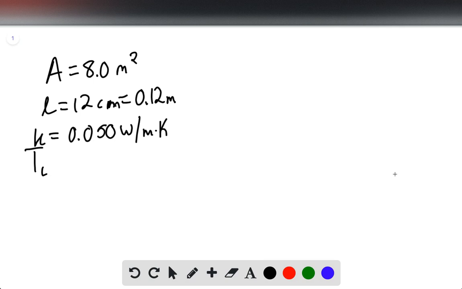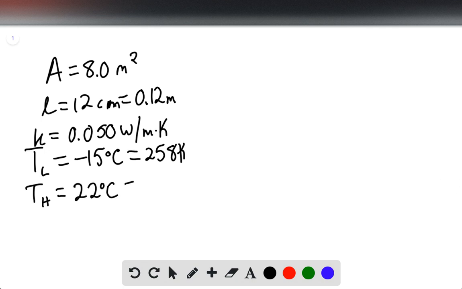We have a temperature of the lower temperature region being negative 15 degrees Celsius, or we can say 258 Kelvin. We have the temperature of the higher temperature region is 22 degrees Celsius, or 295 Kelvin. And this runs about 15% of the time.